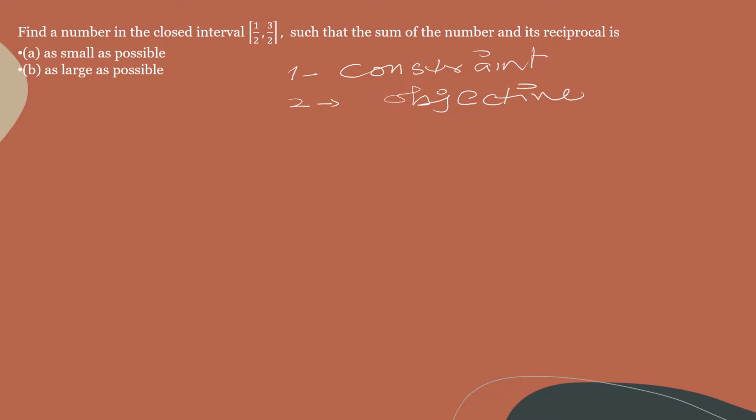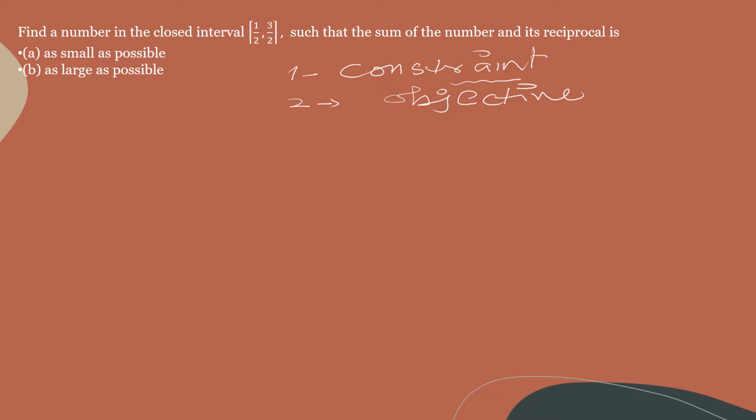Now what we have to do in the objective equation or in the constraint equation. So the objective equation is the equation which is given to us. Like for example, here they are asking you about the sum of the number and its reciprocal, so that is the objective equation. And what is the constraint equation? The constraint equation is the equation which you have to minimize or maximize by taking the derivative. So let's first of all write the main primary equation.